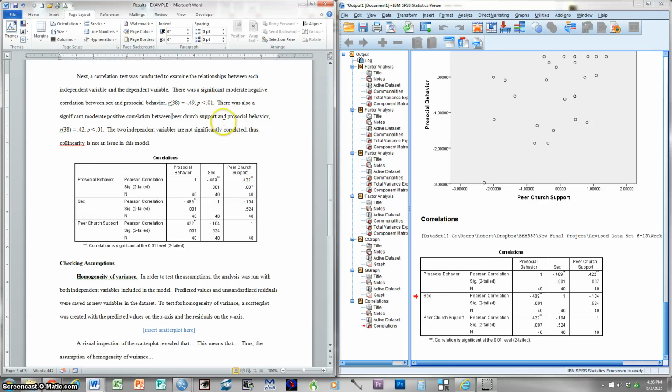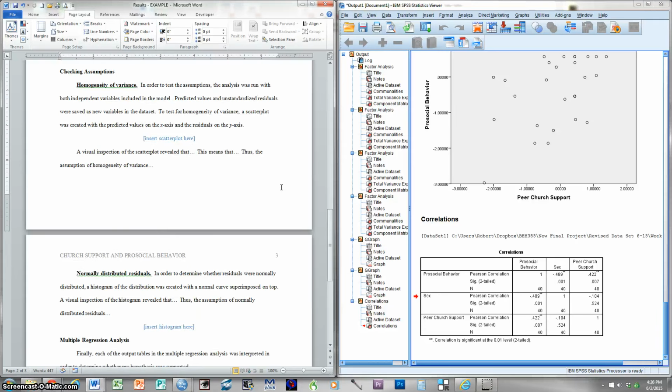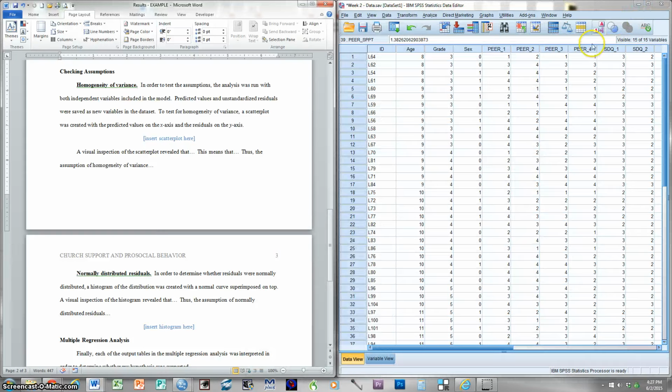All right. Okay, moving forward, checking the assumptions. So there's two assumptions we're going to check: homogeneity of variance and normally distributed residuals. In order to test these assumptions, we actually have to run the analysis with both independent variables in the model, and we save the predicted values and the unstandardized residuals as new variables. So you should remember this from the earlier lab on multiple regression a little bit back, but we'll go through it again here to make sure that you are clear on the concepts.